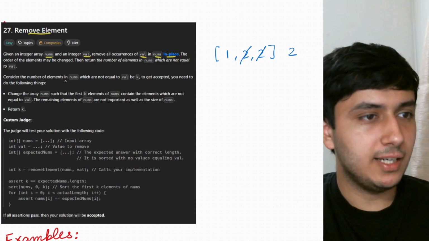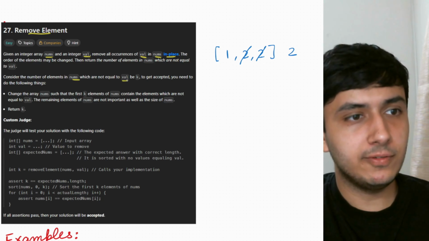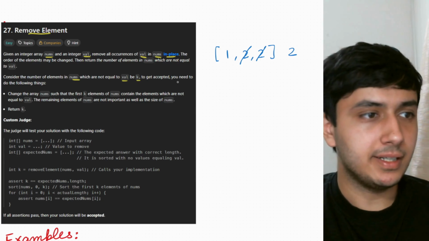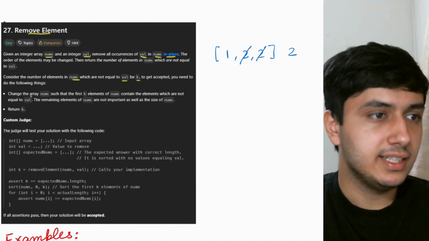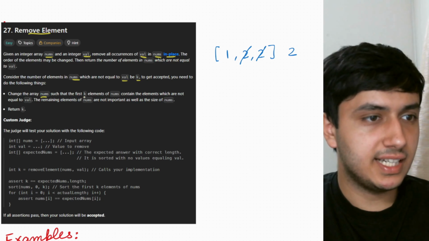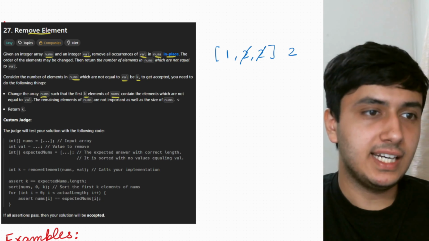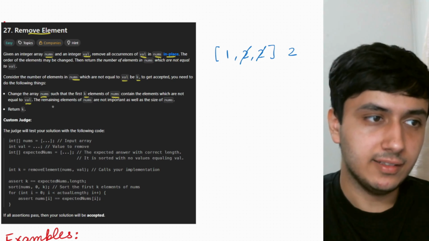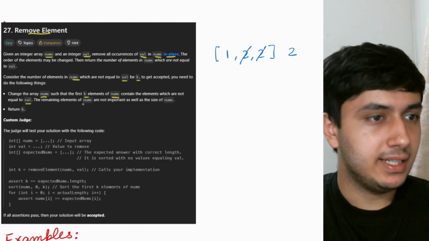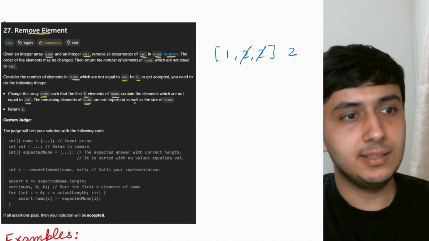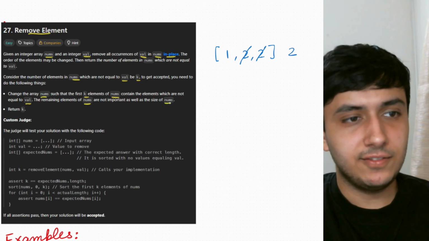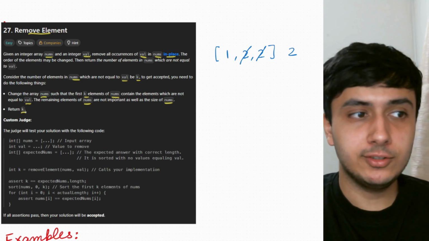Consider the number of elements in nums which are not equal to val to be k. To get accepted, you need to do the following things. Change nums such that the first k elements of nums contain the elements which are not equal to val. The remaining elements of nums are not as important, and the size of nums is also not important. And we're supposed to return k.